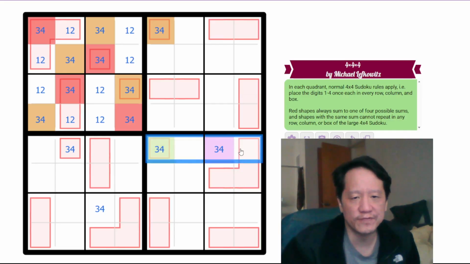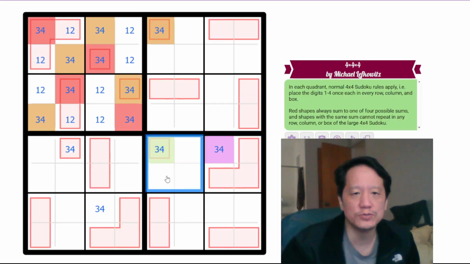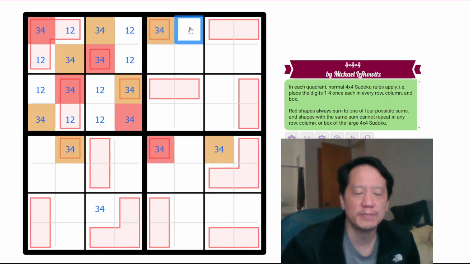These are different 3, 4s because they are in the same quadrant, in the same row. And these sum to 3 and 4. Okay, so this sum must be different from this sum. So this has to be the red one. It cannot be orange. So that means this is orange. And this must be orange also because these sums must be different. This sum must be different from that. So this is the orange one. This sum is different from that, which is why this is the orange one.